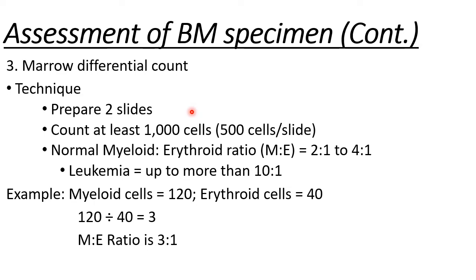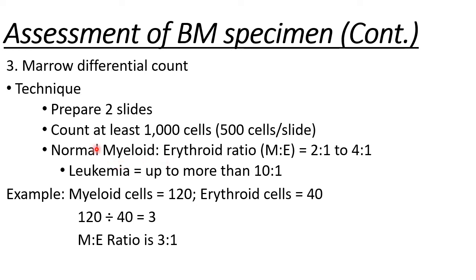And then after observation of the cellularity, mag-count ka na. You have to prepare 2 slides for the differential count. How to do the differential count? So first, you will count 500 cells per slide. So kapag dalawang slide, 500 times 2, so 1,000 yan. And you have to expect a myeloid erythroid ratio of 2:1 or 4:1. Bakit mas marami ang myeloid? Myeloid will form your WBC lineage. Your erythroid will form the RBC lineage.